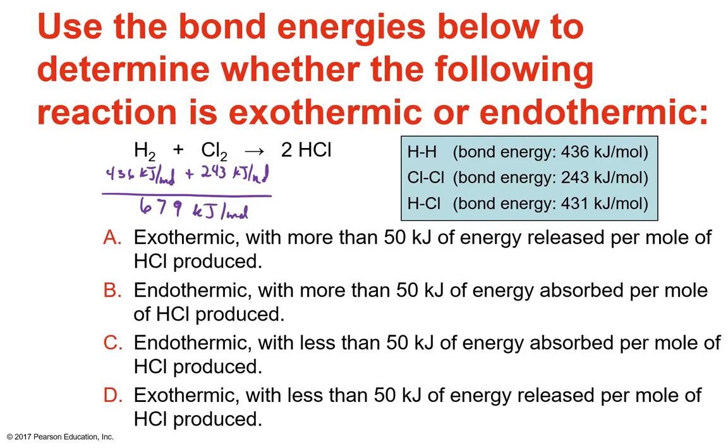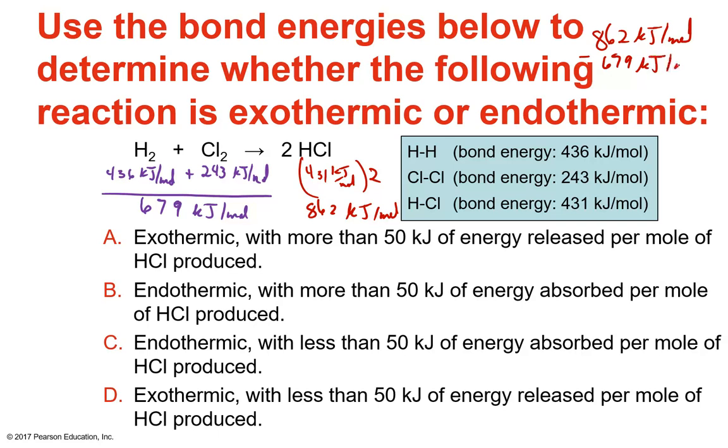So our total bond energy was 679 kilojoules per mole on the left-hand side. What about the right-hand side? That's right. That's the trick on this one. It's 431 kilojoules per mole, but we have 2 moles produced for the reaction. And so then we subtract. So 862 kilojoules per mole minus 679 kilojoules per mole.